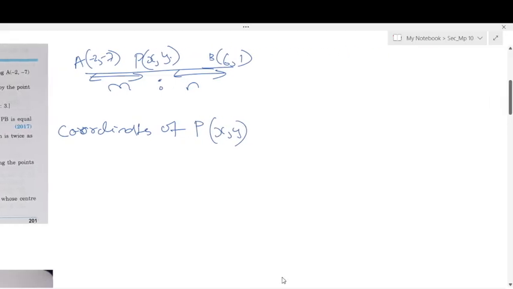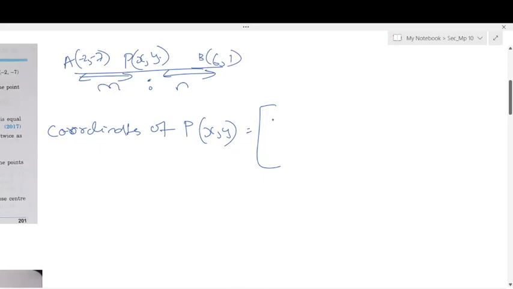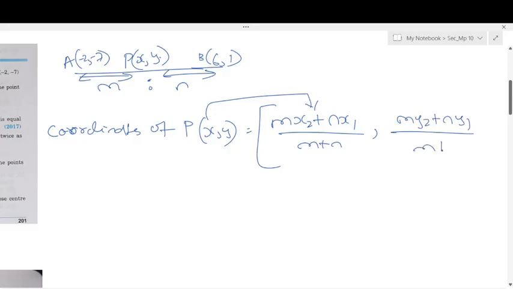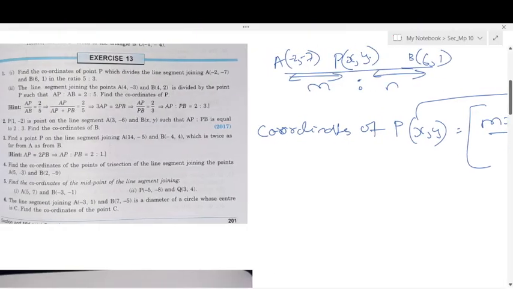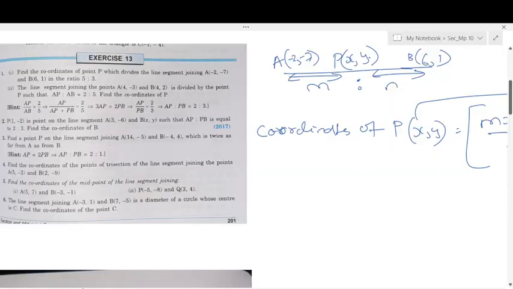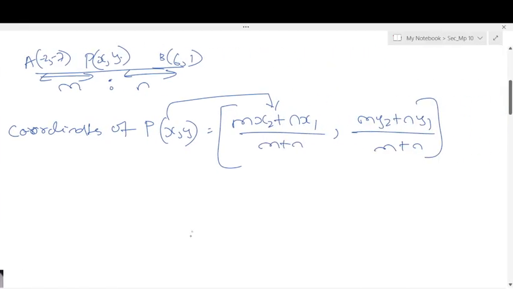It's the formula now. This is for X. Now tell me for Y. M plus N. Is this clear? All of you understood how to solve? Wait, let me check the value students. M is to N is 5 is to 3. Minus 2 comma minus 7. 6 comma 1. 5 is to 3.